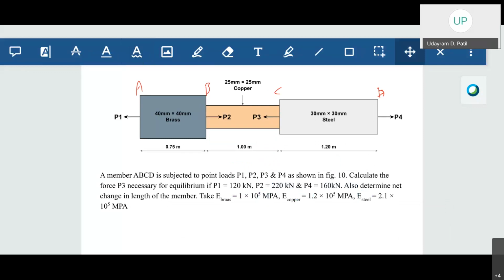In case of the example, all of the load values will be there. P1, P2, P3, P4 सर्व load ची व्हॅल्यू दिलेली असेल. In some of the cases it may not be given.